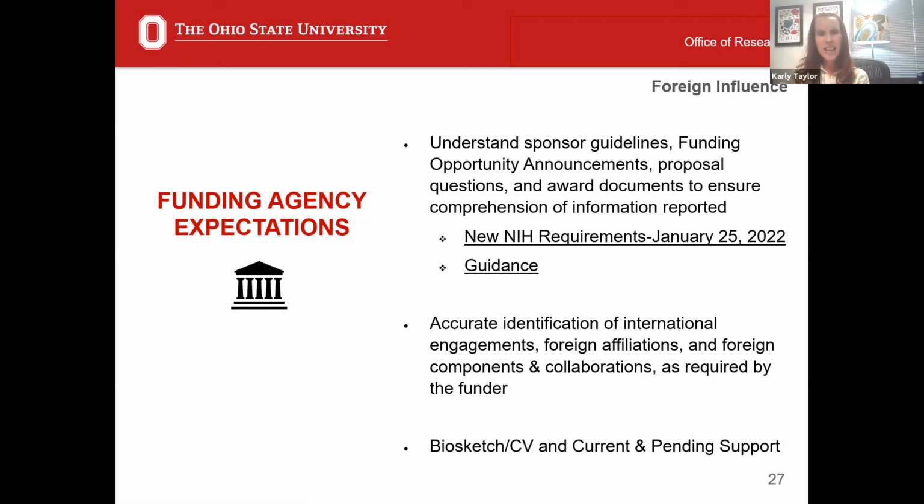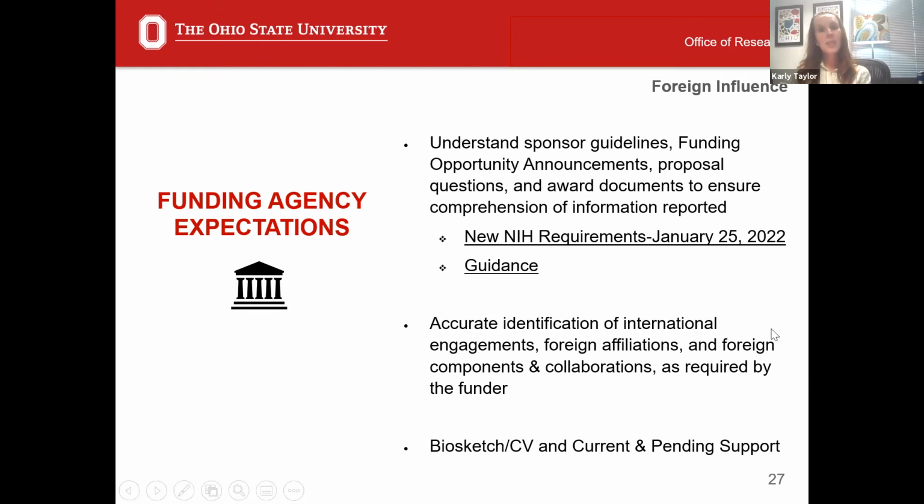And again, we highlight that if you have funding from the NIH, there are new requirements coming down the chute in January, as the NIH is trying to get individuals and investigators to provide more transparency in their disclosure activities. So if you do have NIH funding, we just want to make you aware of these new requirements.